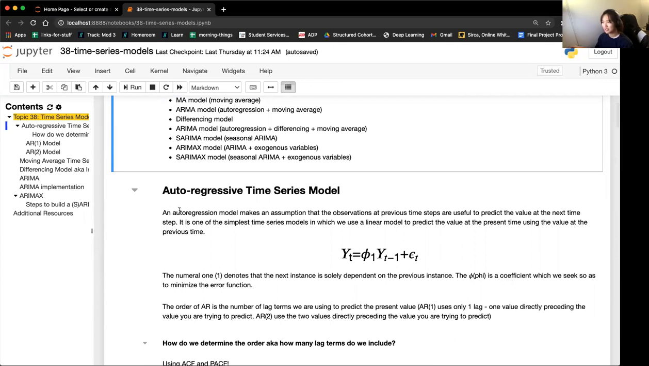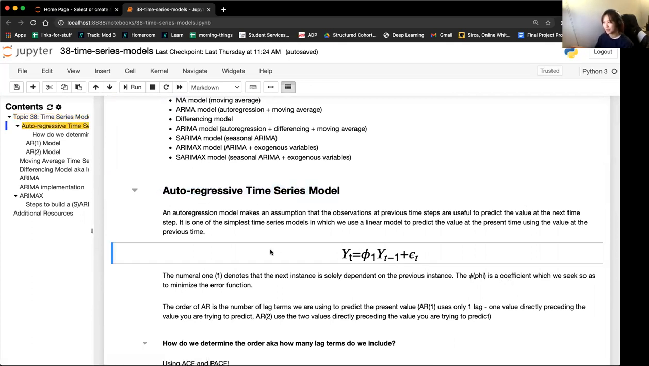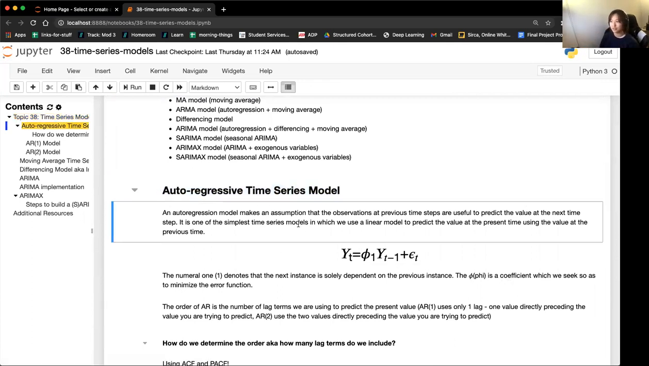So just to start, let's start with the autoregressive time series model. The autoregression model makes the assumption that observations at previous time steps are useful to predict the value at the next time step. It's one of the simplest time series models, in which we use a linear model to predict the value at the present time using the value at the previous time.